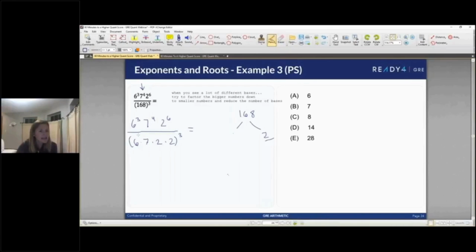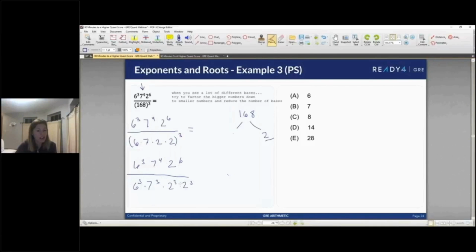First thing is I'm going to take this 6 to the third, 7 to the fourth, 2 to the sixth, and I'm going to turn this into 6 to the third times 7 to the third times 2 to the third times 2 to the third, right? So I just distributed the exponent to each of these factors. You can do that. That is acceptable, okay?